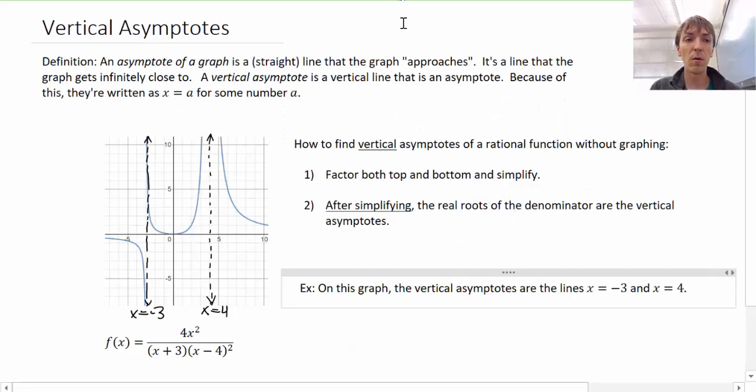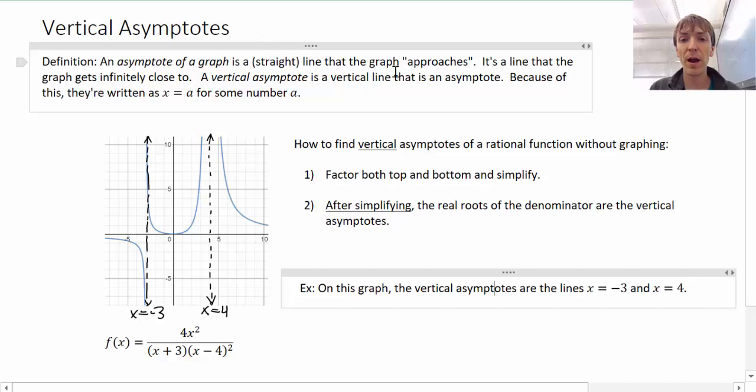Okay, so what is an asymptote? An asymptote of a graph is a line, and by that I mean a straight line, that the graph "approaches." I'm putting that in quotation marks because what I mean by that is a little bit easier to describe visually than it is in words. But if I want to be a little bit more precise, I can say that it's a line that the graph gets infinitely close to. So it keeps getting closer and closer to that line, but it may never actually touch it. In fact, it probably doesn't actually touch it.